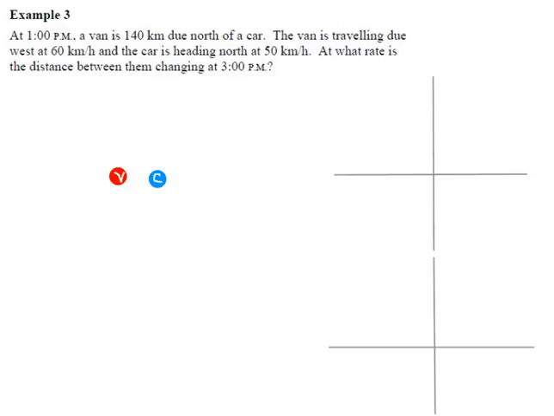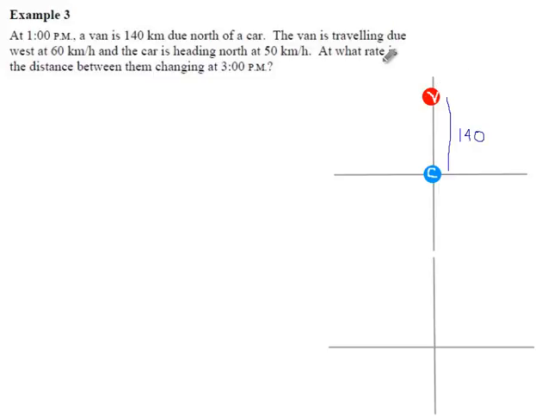Okay, we got vehicles moving in two different directions here. Let's see what's going on. They say we have a van that starts out 140 kilometers due north of a car. So here we are, V for van, C for car. That distance begins as 140 kilometers.